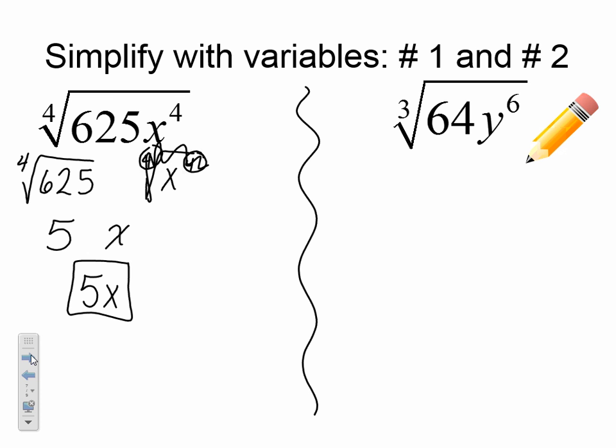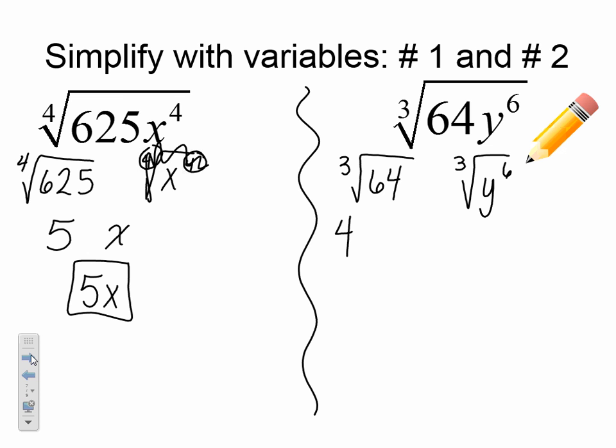Okay, let's look at that second example. Let's also think about this one in the same way. I have a cube root of 64. I have a cube root of some y's. What about the cube root of 64? Well, that's just a 4. But this cube root of y to the sixth.